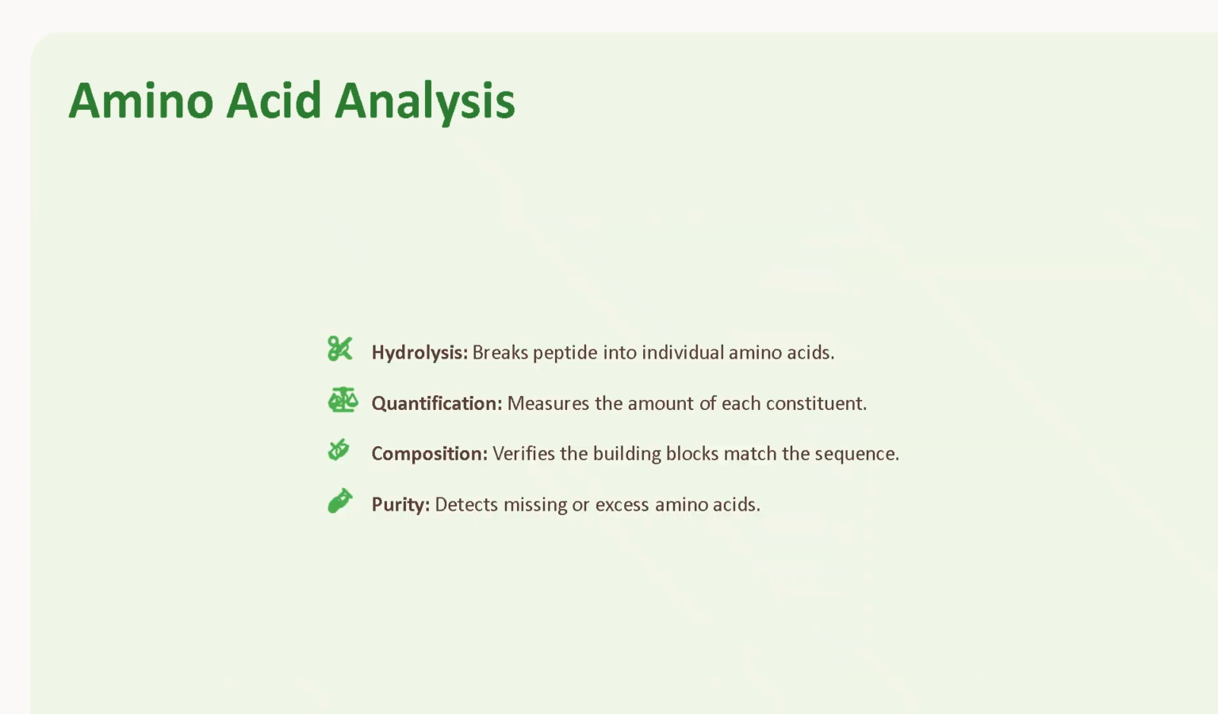Amino acid analysis is another essential method used to confirm peptide composition. In this technique, the peptide is first hydrolyzed, meaning it is broken down into its individual amino acids. Once the peptide is fully hydrolyzed, the amount of each amino acid is carefully measured. This allows scientists to determine whether the peptide contains the correct number and types of amino acid building blocks.